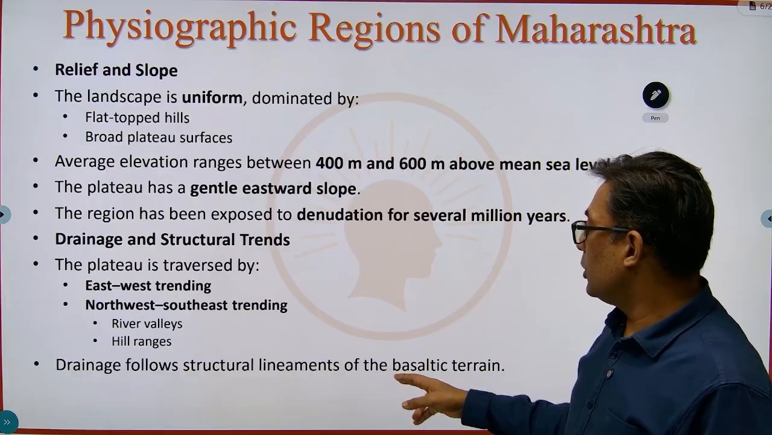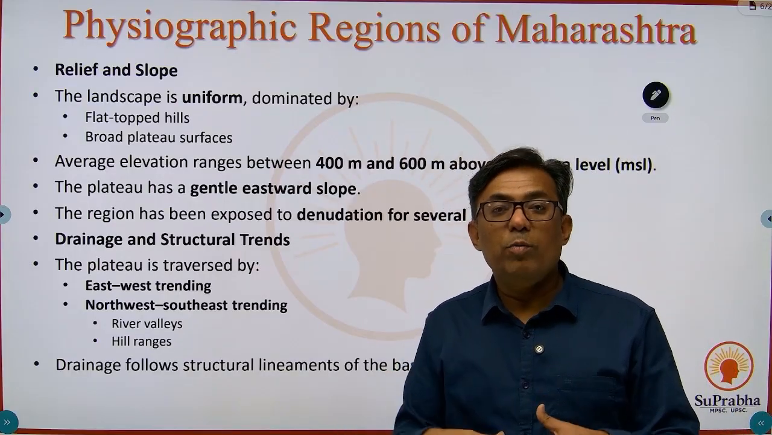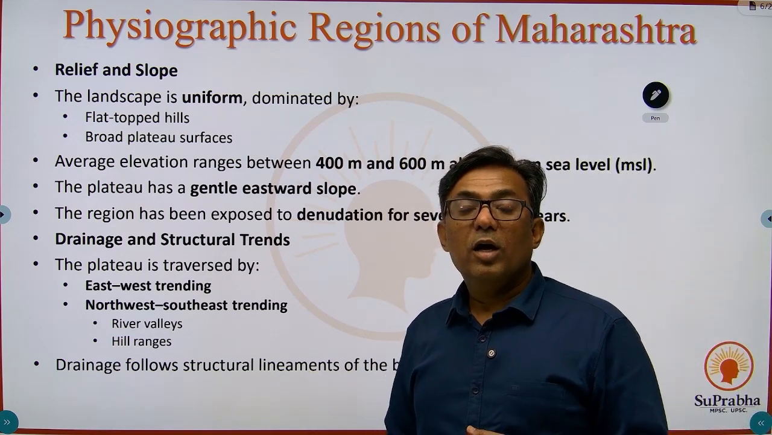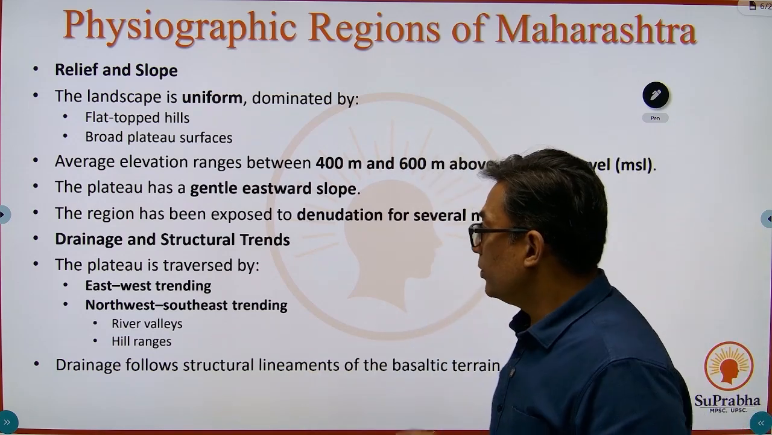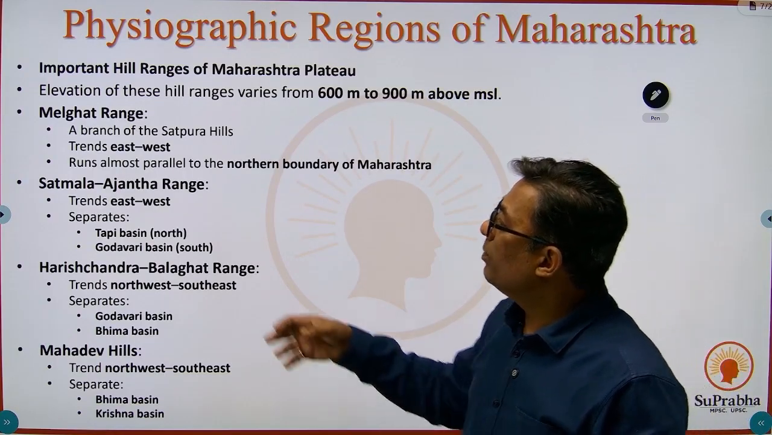The drainage follows the structural alignments of the basaltic terrain. So the drainage flow has conformed with the structural alignments, okay, along the basalt plateau. Important hill ranges of Maharashtra Plateau. First, you have the Melghat range.